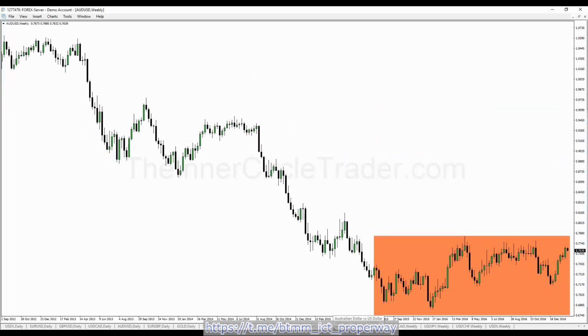For the Aussie dollar, this is another pair that is not favorable for high probability swings. It doesn't mean you can't take short-term trades. It just means that it's not highly favorable for swing trades.